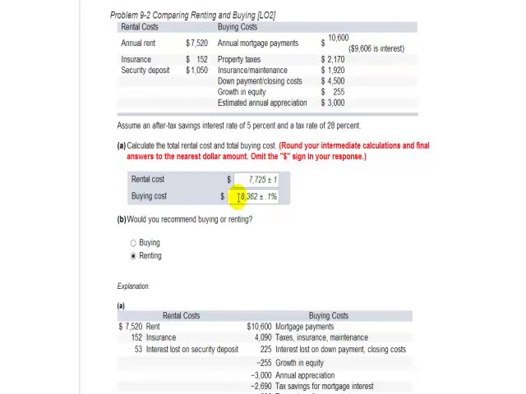So cost of buying $83.62, cost of renting is $77.25, and on paper it looks like that renting is the way to go. Let's see if there's anything else on this. I guess that's it.